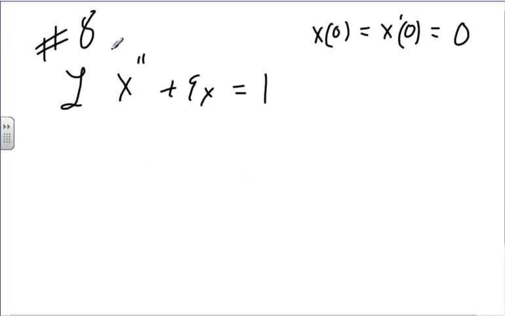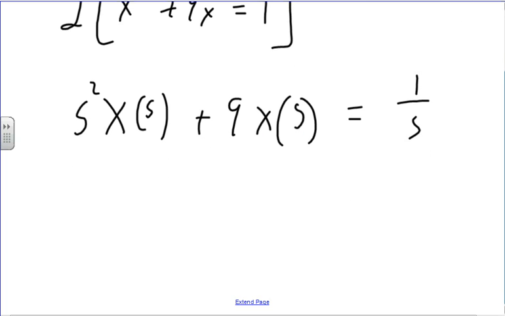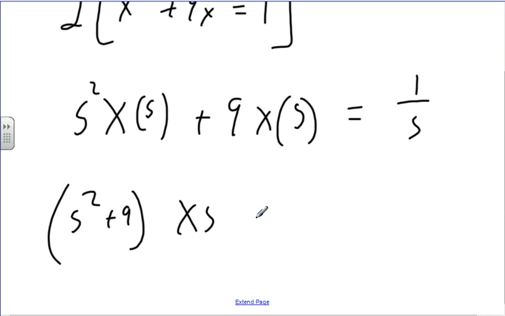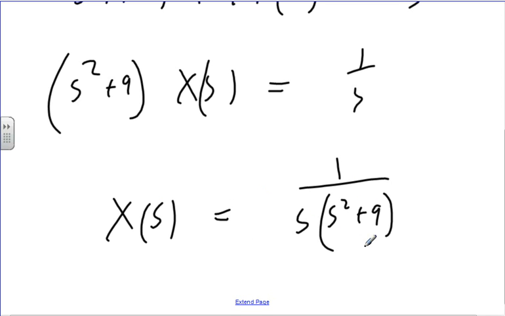All right, so I'm going to take the Laplace transform. I'm going to have s squared x of s, minus the first guy, which is 0, minus the second guy, which is 0, plus 9x of s. And this is where you're going to mess up because this is a 1 over s, and you're going to forget that. All right, so I have s squared plus 9 times x of s is equal to 1 over s. I have x of s is 1 over s times s squared plus 9. Okay, so do I have a Laplace transform with an s squared plus 9?